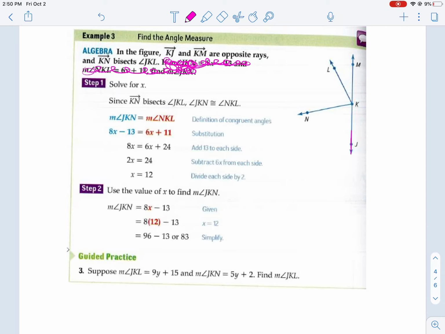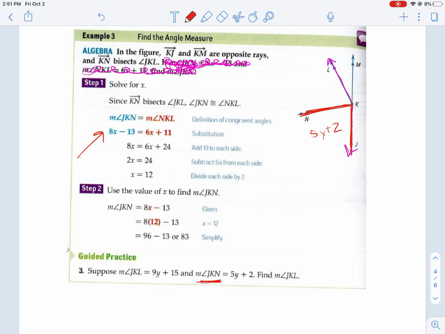is equal to 9y plus 15, and then the measure of JKN is 5y plus 2. Everything's still applied from the beginning: KN is bisecting this JKL. So what we're going to have to do is set up a problem like we did up here, so that we can solve for the value of y and substitute it back into the expression.